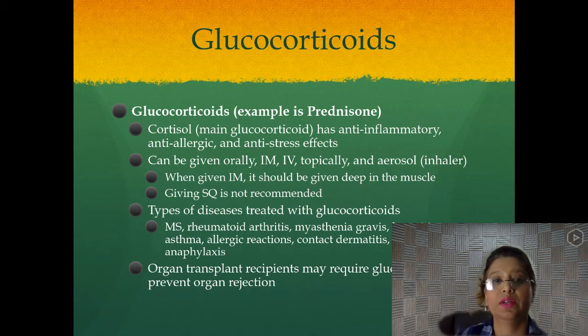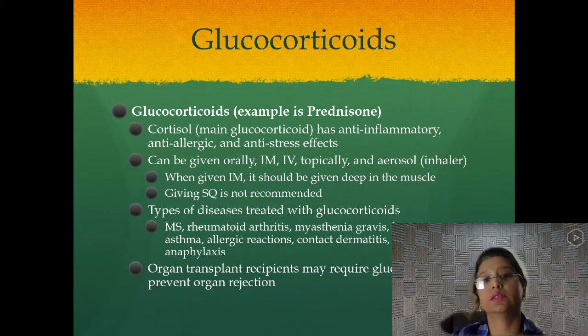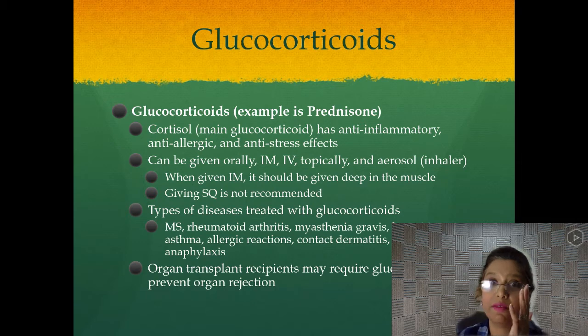So in order to reduce that rejection, we have to take steroids, because steroids are immunosuppressants. They will suppress your immunity. They will not allow your body to fight. Immunity is like a fighting mechanism of your body. When we take steroids, they will reduce the amount of that fighting, which is why they are reducing the immunity power.